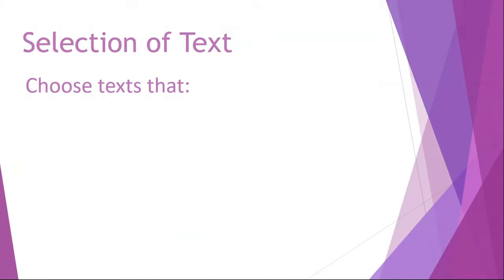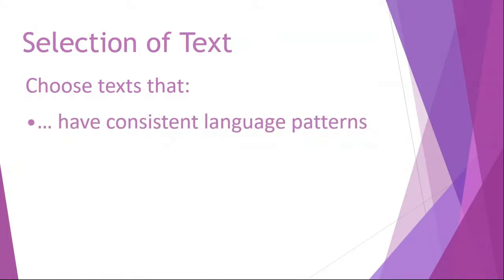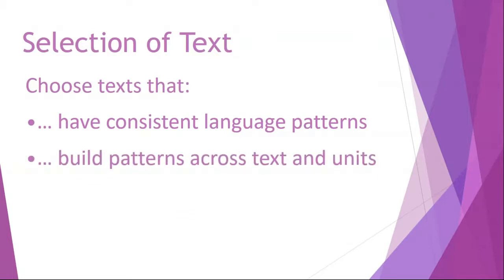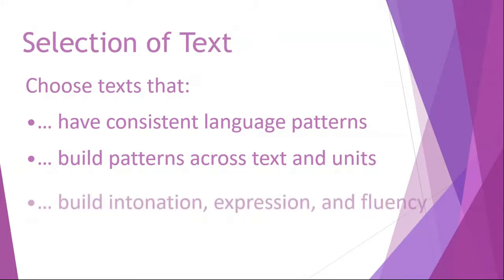If our primary goal, again, is language acquisition, we want to choose texts that have language that the students need to acquire. So we want to choose texts that have consistent language patterns. Maybe a language pattern is taught in a song and a story and a chant, and thereby the boys and girls are seeing how language can be used flexibly and in different ways. We want to choose texts that build patterns across text and across units so that language is building on itself over time, and we're using students' prior knowledge.